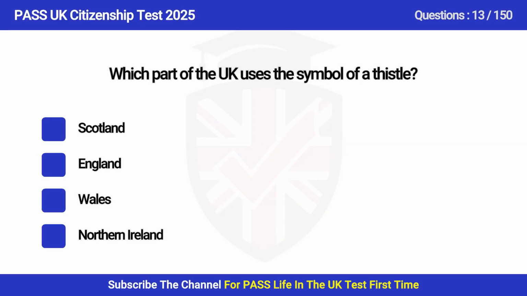Question 13. Which part of the UK uses the symbol of a thistle? A. Scotland, B. England, C. Wales, D. Northern Ireland.